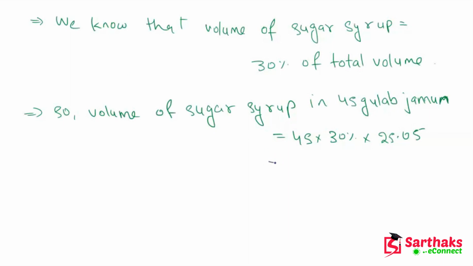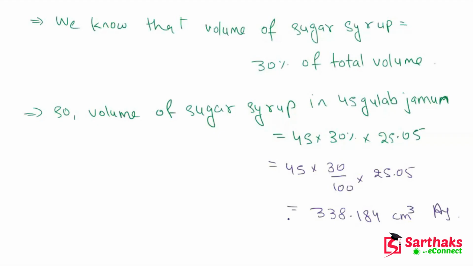So this will become 45 into 30 upon 100 into 25.05. If you solve this, we get 338.184 centimeter cube. So this is our required answer. This is the volume of sugar syrup in 45 gulab jamun. So my dear friends, this is the method to solve this question. I hope you understand this method. Now let's move on to the next question.